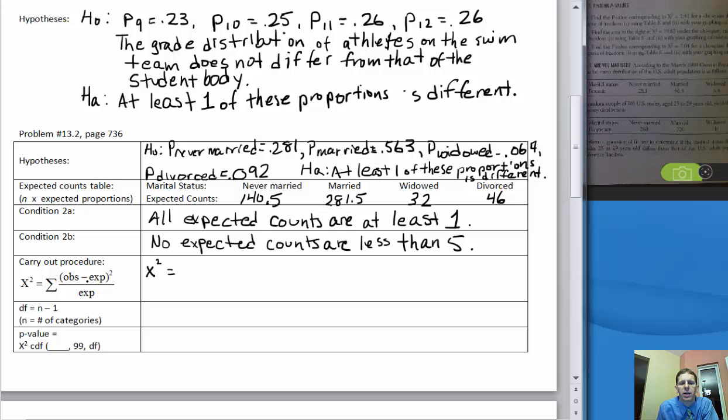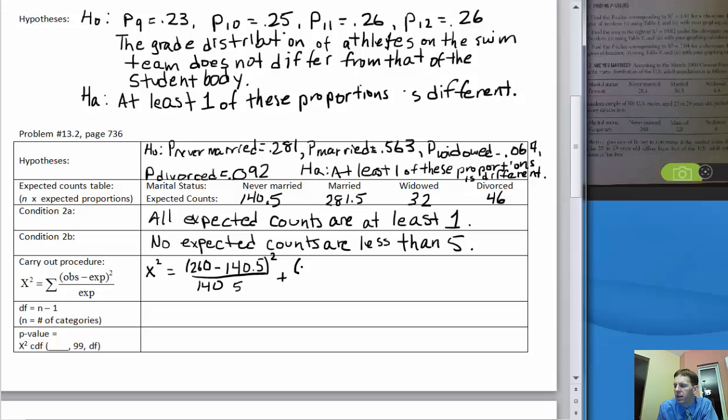For chi-square, we take each observed value. Now, these are the numbers that were originally in your table, like the 260, 220, 0, and 20. These are observed. These are actual values. And we're going to take each of these values minus the expected numbers that we calculated in our little table here. So based on percentages, we would have expected 140.5 of these 25 to 29-year-old men to be never married.